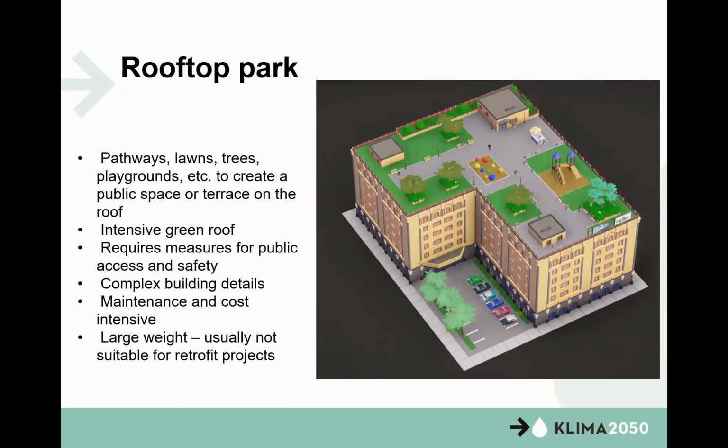And it's also possible to put entire parks on the roof if green space and recreational space is what you need, with lawns and trees and bushes and even playgrounds or cafeterias or park benches to create a public space or a terrace on the roof. And then you need measures for public access and safety, for instance, fire escape routes, railings, and putting technical equipment so that the public can't tamper with it.